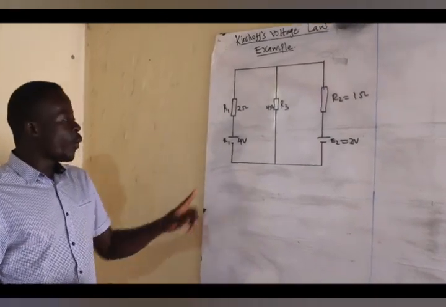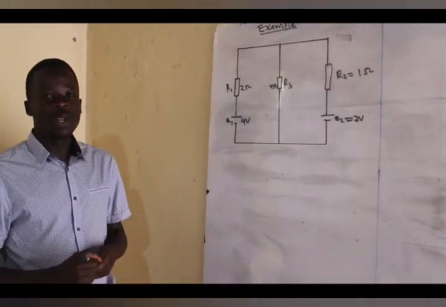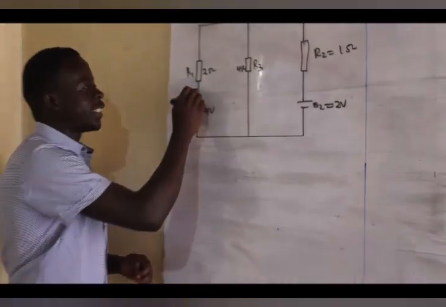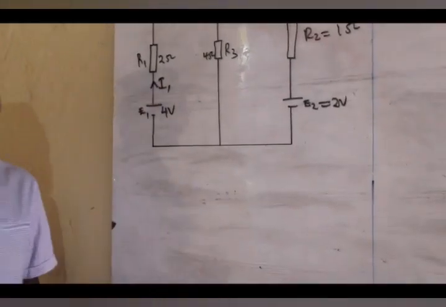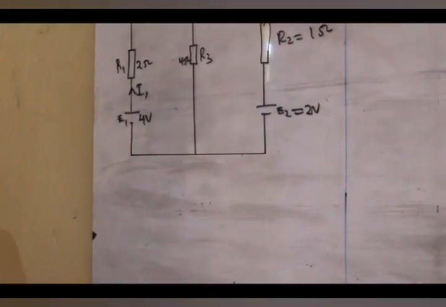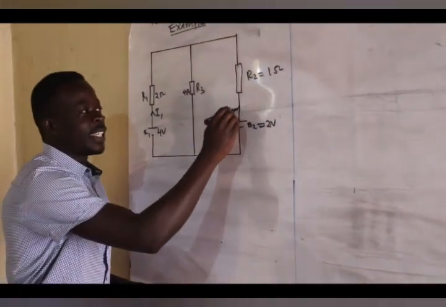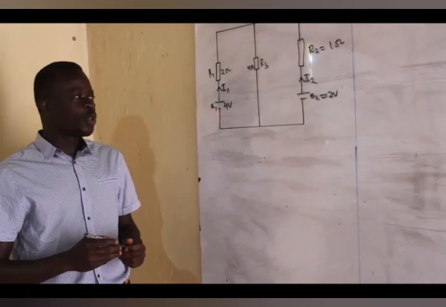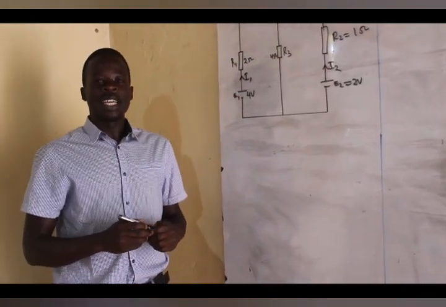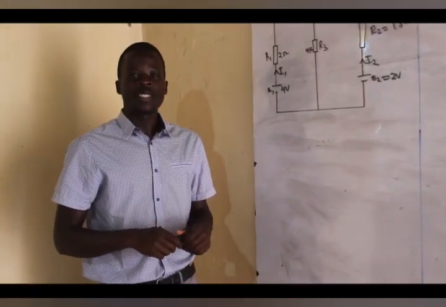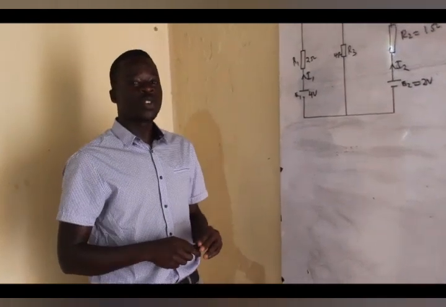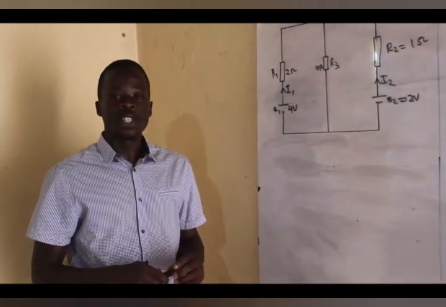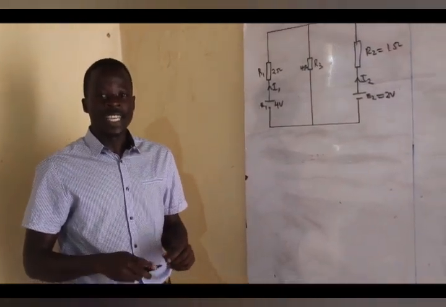Now, when you consider E1, E1 will provide us with a current I1. E2 will also provide us with a current I2. So, for you to calculate examples or problems in Kirchoff's laws, you have to consider the voltage drops and the voltage gains in the circuits.